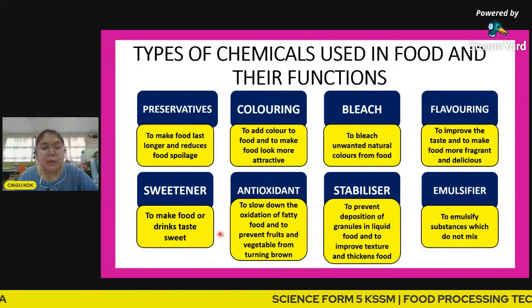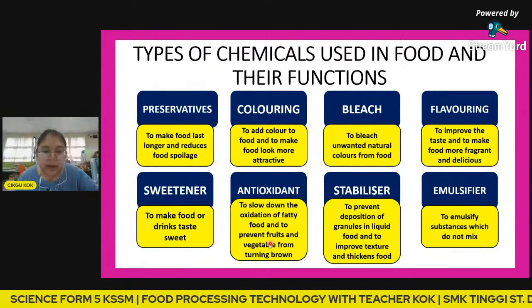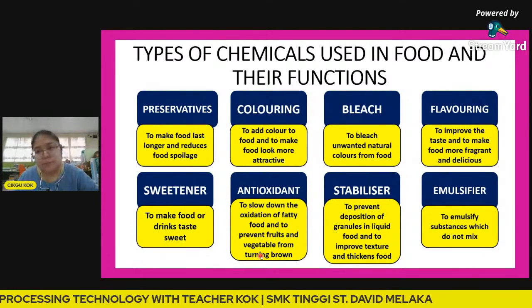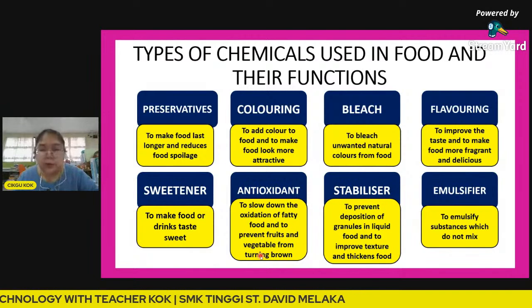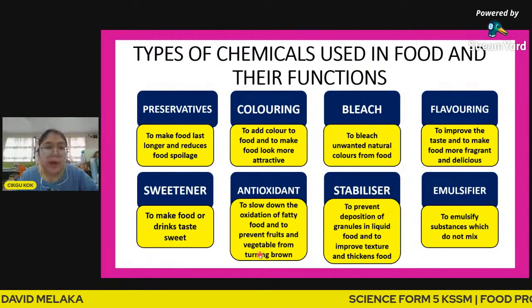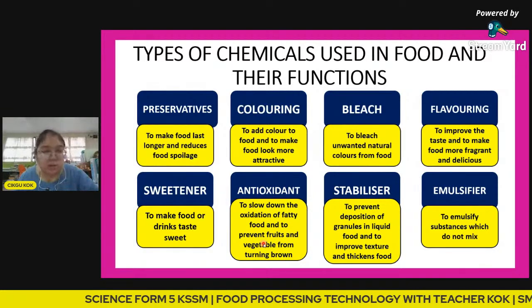From here, we've got antioxidant again, to slow down the oxidation of fatty food and to prevent fruit and vegetables from turning brown. Normally the fruit, if you don't add anything and just leave it, it will oxidize. When it oxidizes, it becomes brown. This one is not nice, the brown color. So that's why they use antioxidant.